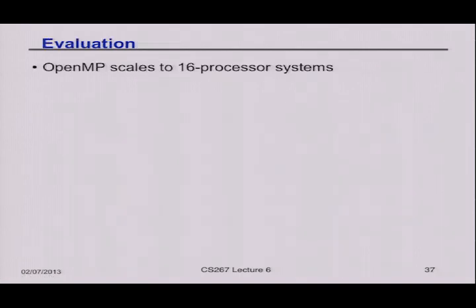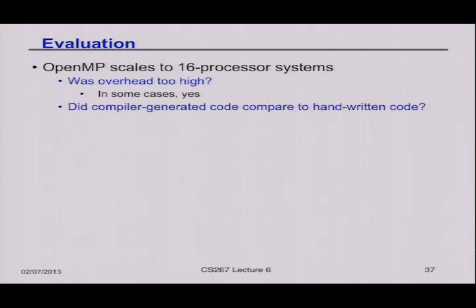Okay, so let me summarize the takeaways from this. OpenMP scales on 16 processor systems. We got 14 out of 16. The overhead was too high when it was a small problem, but when the problem was big enough, it was okay. The compiler-generated code, that means the OpenMP code, was indeed at least as good as Pthreads, which is the handwritten stuff. In fact, sometimes it was a lot better.